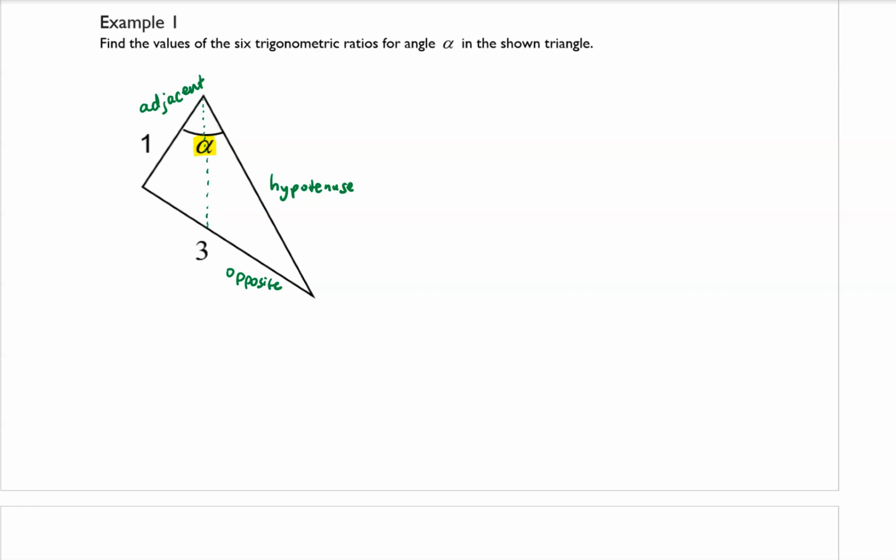So let's write out the 6 trigonometric functions. We have sine of alpha, cosine of alpha, tangent of alpha, cosecant of alpha, secant of alpha, and cotangent of alpha. And just recall that when we're writing these out, the abbreviations are all 3 letters, but it is an abbreviation for the whole name of the trig function.